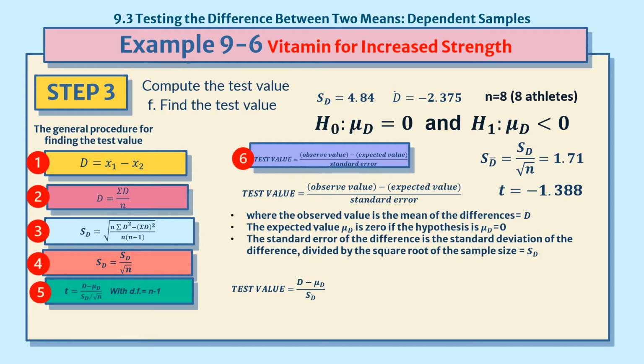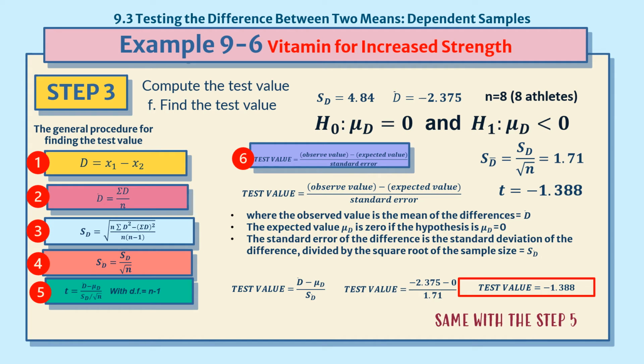So we have this formula: test value equals d bar minus mu sub d over S sub d bar. Then we substitute our given values. We have negative 2.375 minus 0 all over 1.71. Then this is now our test value. We have negative 1.388. So our answer for step 6 is just the same as step 5.